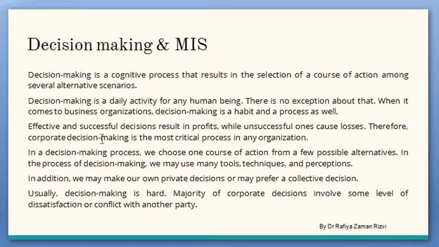Okay, then in the process of decision making we may use many tools, techniques and perceptions. In addition, we may make our own private decisions or may prefer a collective decision. So there may be private decisions that are taken which do not involve others. I myself alone take the decision, and there are decisions that involve others as well. It may be family members, it may be colleagues.